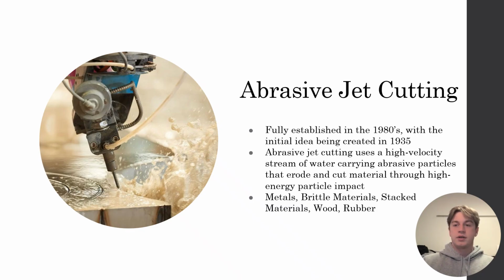Abrasive jet cutting uses a high velocity stream of water carrying abrasive particles that erode and cut materials through high energy particle impact. This can be used for aerospace materials, plastics, hardened metals, regular metal, brittle materials, stacked materials, wood, and rubber. There are two forms of abrasive jet cutting. Regular would be with gas, and then there's abrasive water jet cutting. We're going to explore both later.